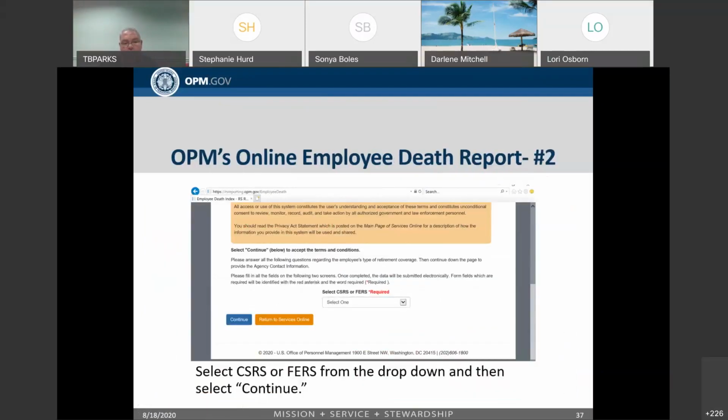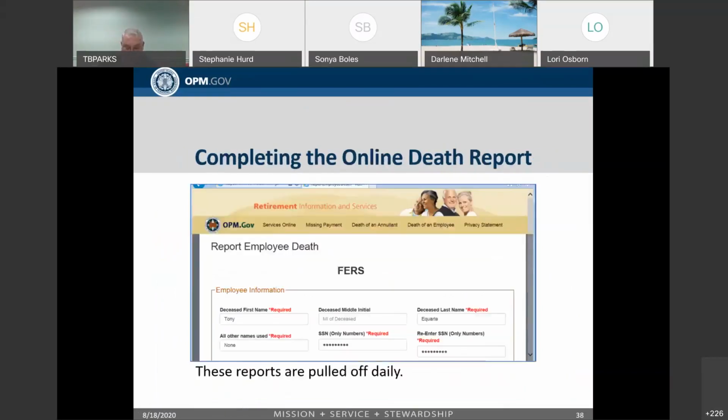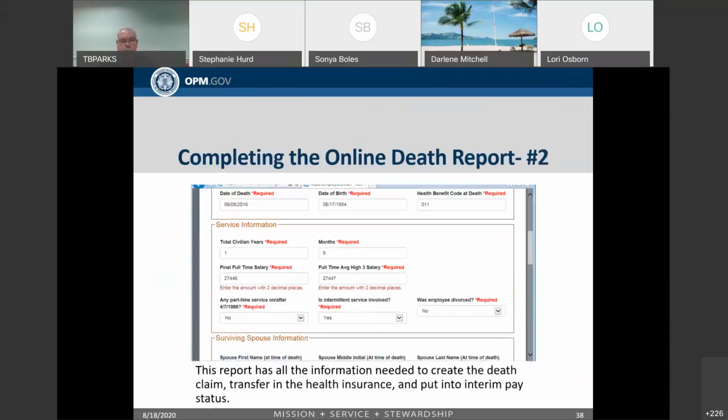You can choose the retirement system. There's a drop down here that you would just click on CSRS or FERS. And the fields marked in red are required fields. These reports do get pulled off daily, so somebody will address these every day. This report has all the information needed to create the death claim, transfer in the health insurance, and put into interim pay status.